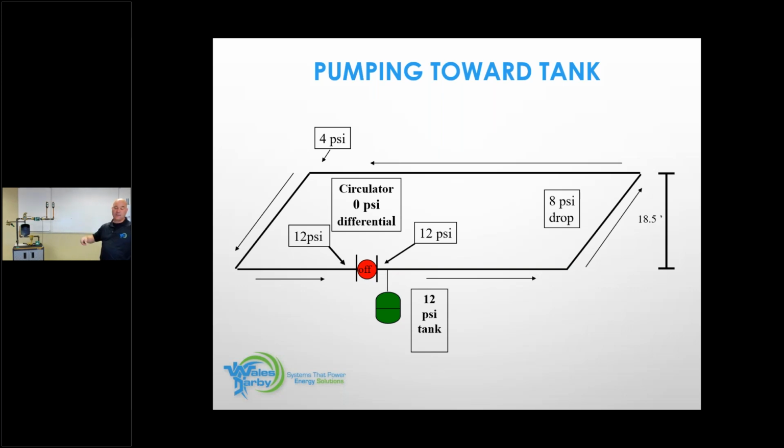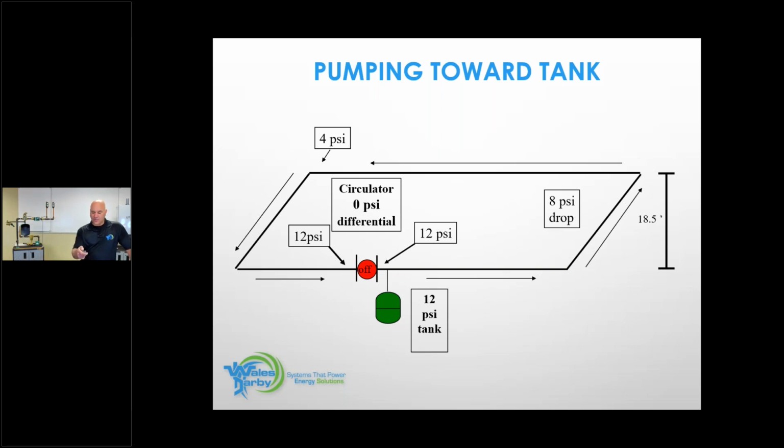So the expansion tank and the feed valve are married up. Everything is good, right? From our boiler room to the highest point in the home is 18.5 feet, which is going to lose us about 8 PSI. So when we get to the highest level in the house, we only have 4 PSI left at the top. Then we drop down and come back to the boiler to be reheated and sent back out by the circulator. That's what it looks like when the system is off.